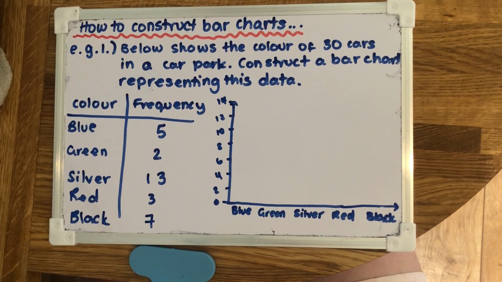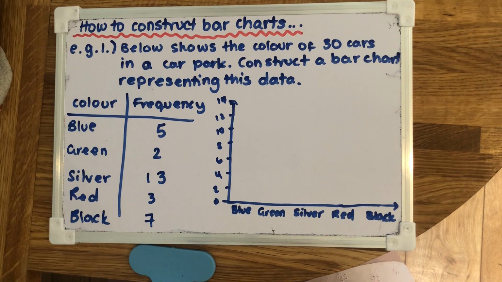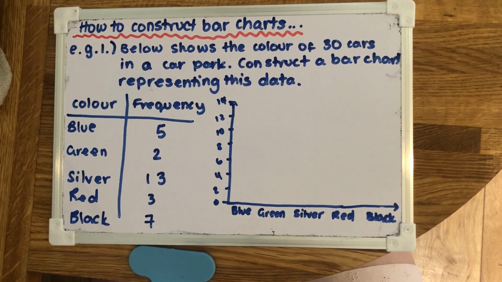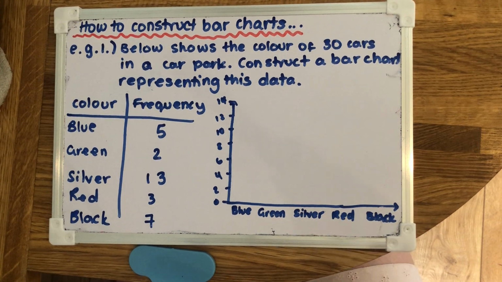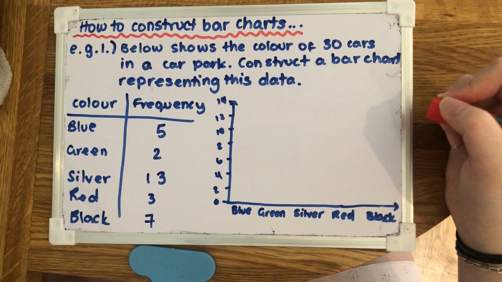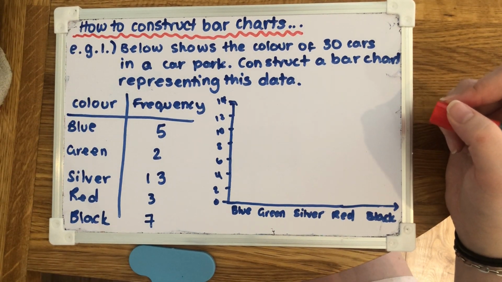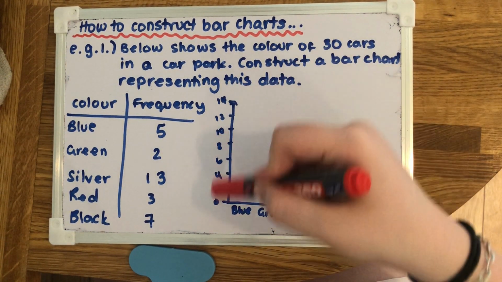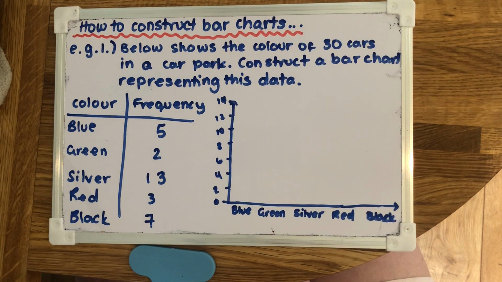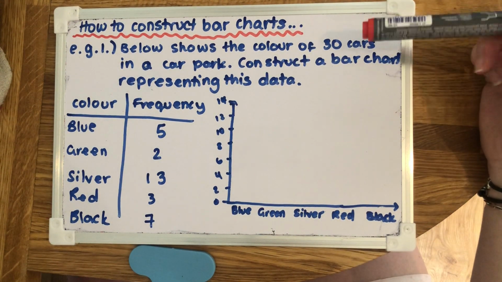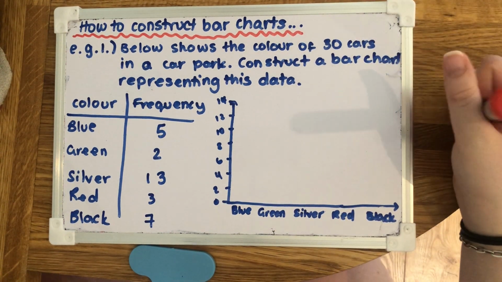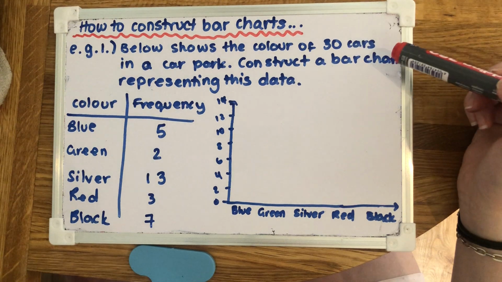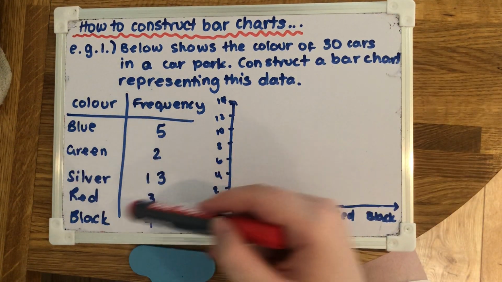Okay, so in this video we're just going to go through how to construct a bar chart from a given table. The first thing I want to do is, obviously I've got the table ready. Sometimes they don't have the tables ready for you, but you've just got to use your own judgment to work out what scale you need to have here. So for this one, the information is telling us about the colour of 30 cars that are in this car park, and we need to construct a bar chart representing this data here.